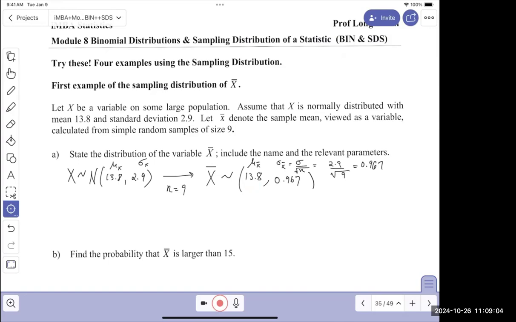And then I use this result to make a prediction. Originally, I created the example that this is representing a large class. I just take a sample of 9 and I expect that those 9 will have a mean of 13.8. Not that their mean is going to be 13.8 exactly, but I expect the mean to be around 13.8 on average, with a standard deviation of 0.967.